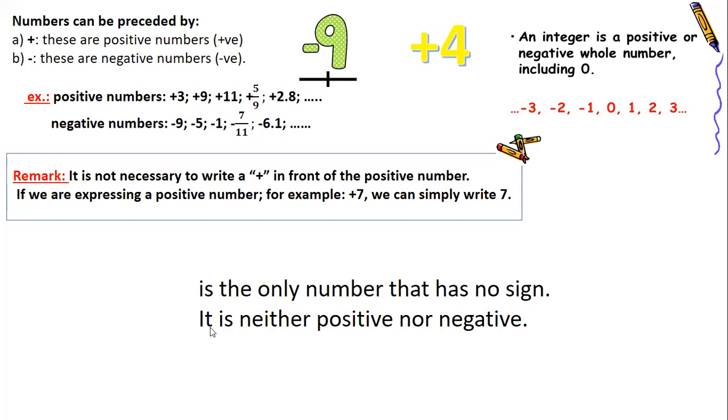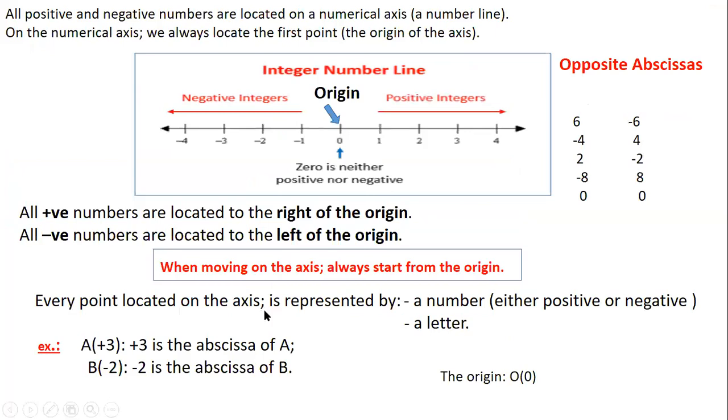Now I want Reem to read the last. Reem, read. 0 is the only number that has no sign. It is neither positive nor negative. So the only number, Reem, that is not positive or negative is 0. Always 0 comes between all the positive numbers and all the negative numbers. So always the 0 stands aside. 0 says, I have no sign. So we should not write a +0 or a -0. We always write only 0. Okay, this is very important. Thank you, Reem. Now we move to the next slide.